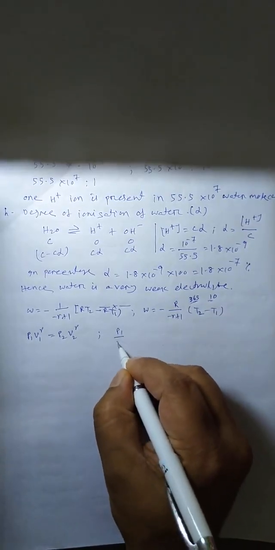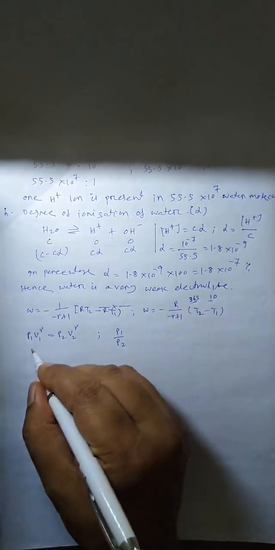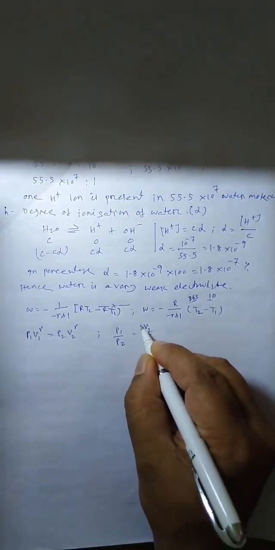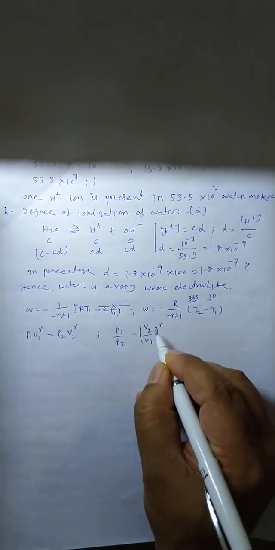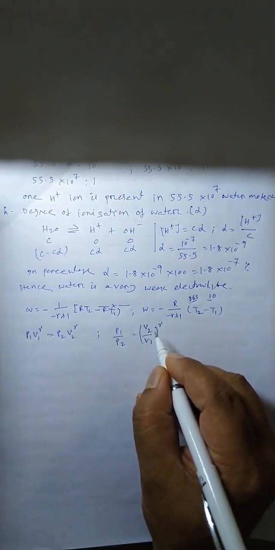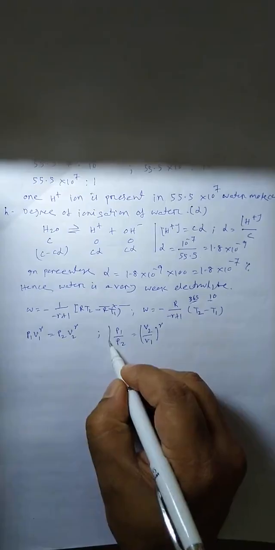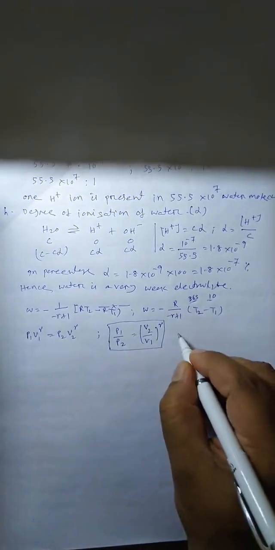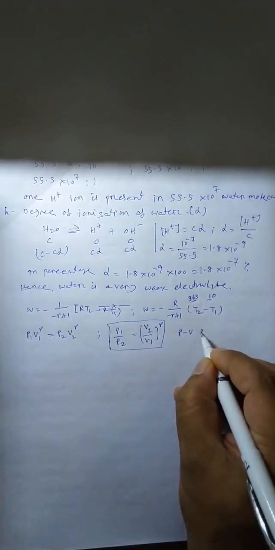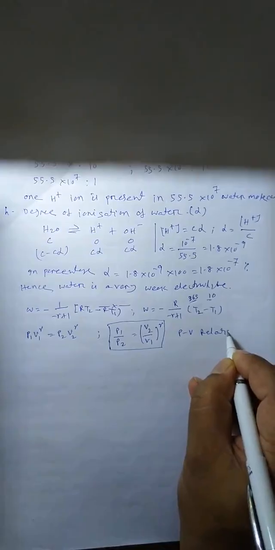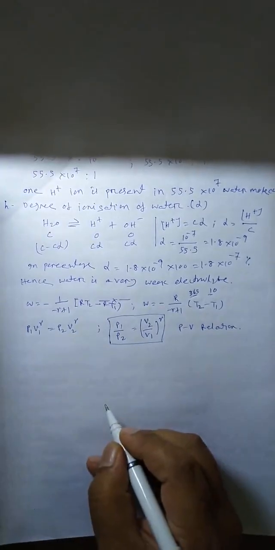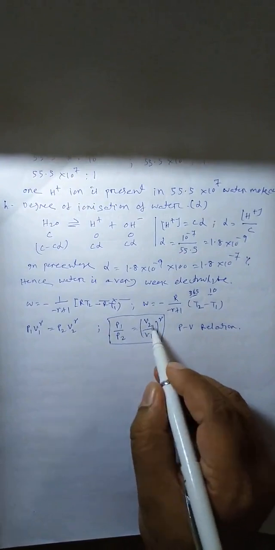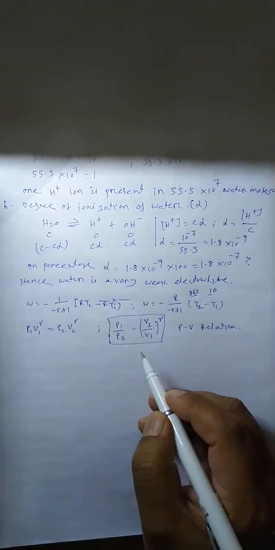Now P1 by P2, taking this P2 to this side, is equal to V2 by V1 to the power gamma, and this is the relationship of PV. This is the PV relation. Then from this you can also derive other relations, pressure-temperature and volume-temperature.